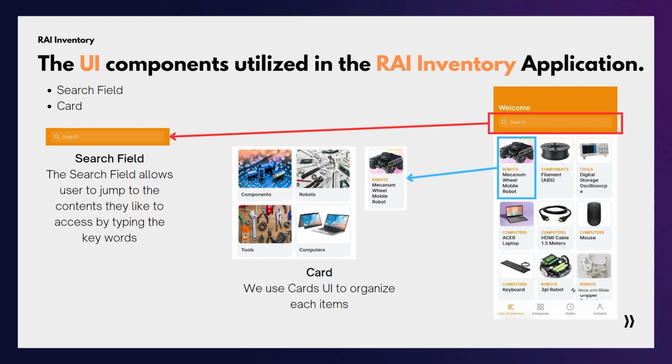Next is the search field and card. For the search field, sometimes you may want to find some stuff that you cannot find. The search field makes it easier, so you can just type the keyword, and that stuff will appear. And card, we use the card UI to organize each item so it looks more friendly and more organized.